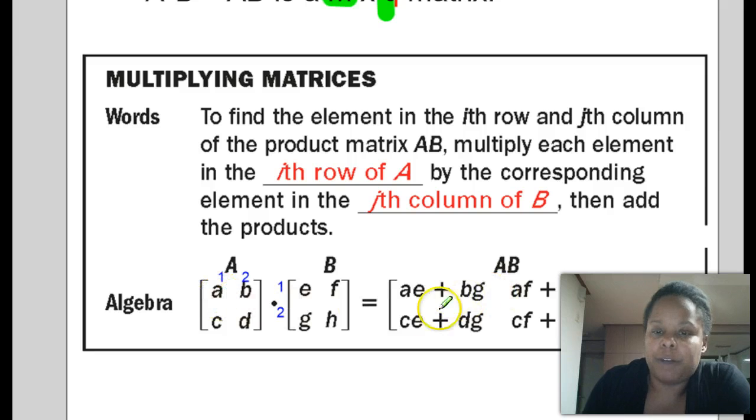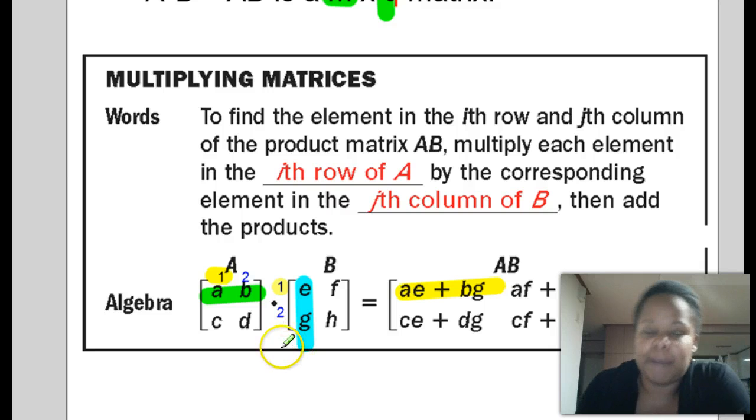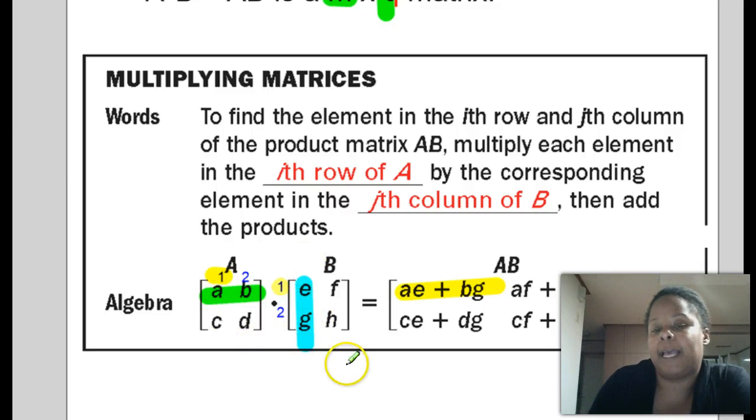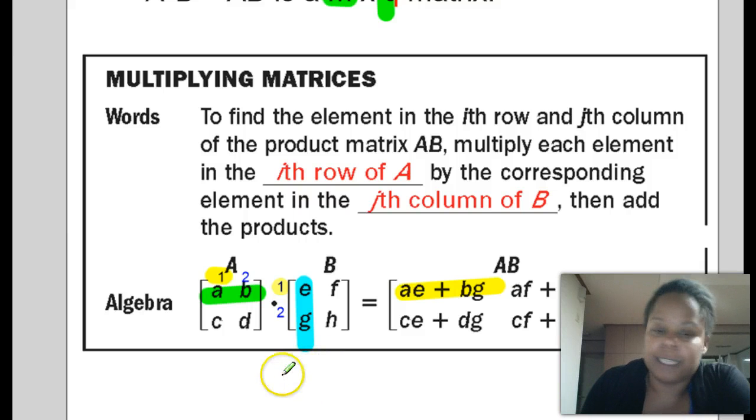So if I want to figure out this position, which is the first row and the first column of the resulting matrix, then in order to get this answer, I have to multiply the first row of the first matrix times the first column of the second matrix. But it's not multiplying row by column as a whole. I'm multiplying entries and taking the sum of the products. I know that may sound difficult, but let's take a look at what we're doing. First times first is A times E. And then second times second is B times G. And then we add up the resulting products.